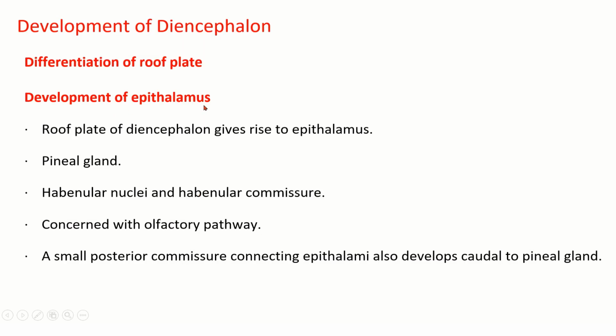So development of epithalamus. The roof plate of the diencephalon gives rise to epithalamus, which gives rise to pineal gland, habenular nuclei, and habenular commissure, which is concerned with the olfactory pathway, and a small posterior commissure connecting epithalami also develops caudal to the pineal gland.